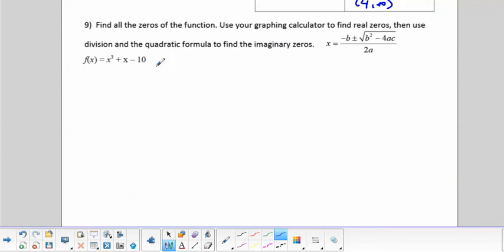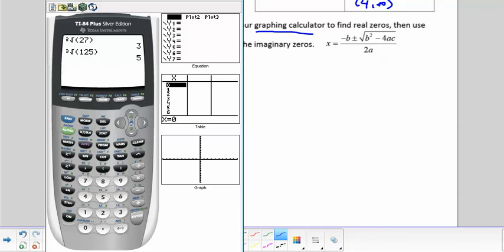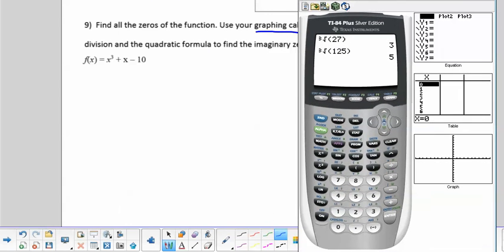Okay, find all the zeros of the function. Use your graphing calculator to find the real zeros. Then use division and quadratic formula to find the imaginary zeros. So let's see what this looks like when we graph it. Press y equals and enter your equation. X to the third plus x minus 10.